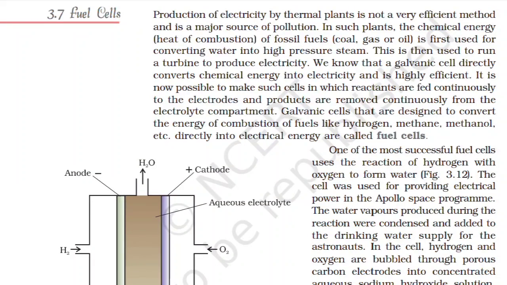There, electricity is produced by using chemicals. A redox reaction is going on there, which means reduction and oxidation, both reactions are going on and producing electricity.